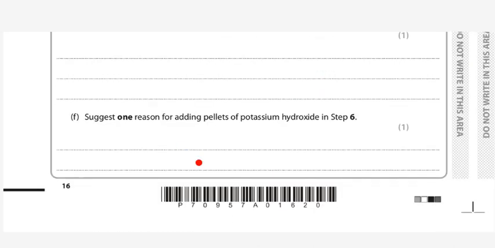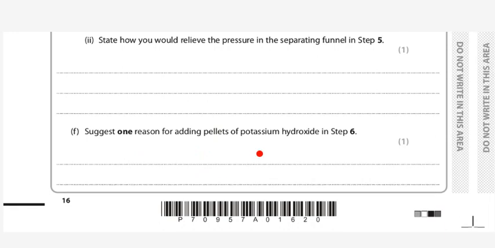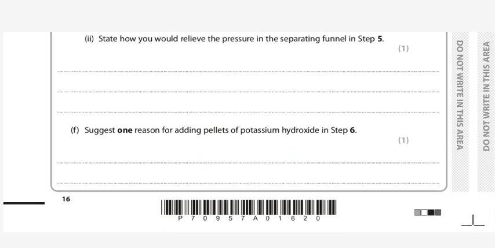That is one reason for adding pellets of potassium hydroxide. Potassium hydroxide can absorb water, not like sodium chloride. Sodium chloride is not a drying agent. Potassium hydroxide can act as a drying agent because it will absorb moisture. Right?